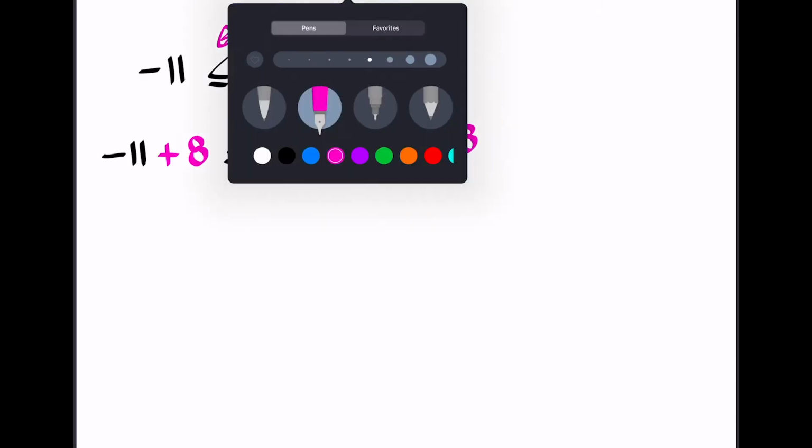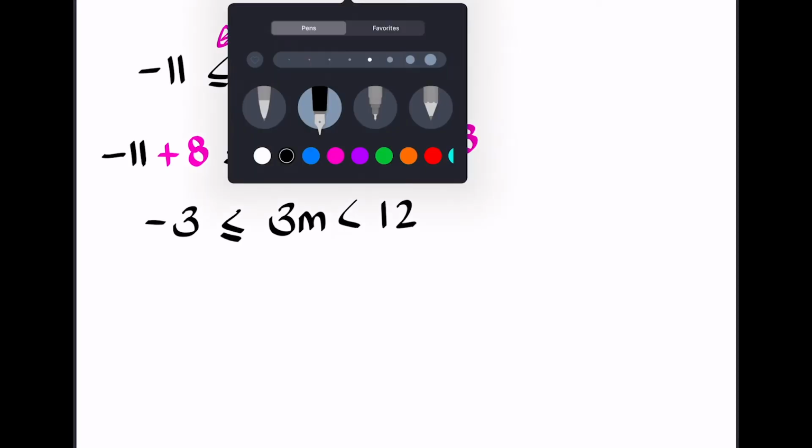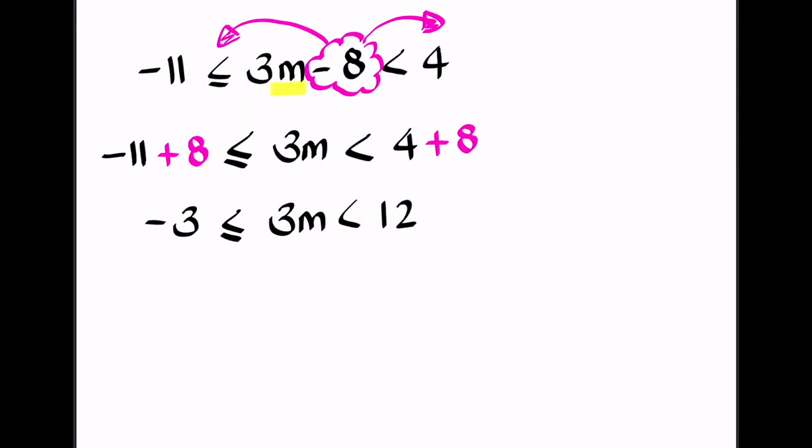So -11 plus 8 is -3, is less than or equal to 3m, which is less than 4 plus 8, which is 12. Now what I need to do is I still want to isolate that m. So in order to isolate that m, I'm going to divide that m by 3. But what I do to the one, I'm going to do to all of them to keep everything balanced.